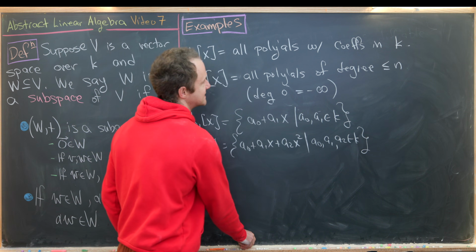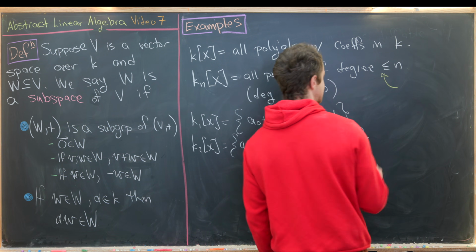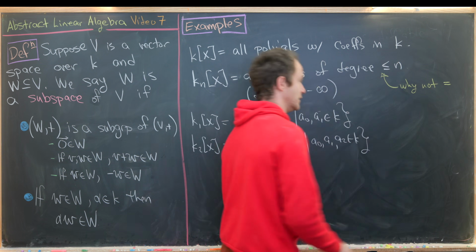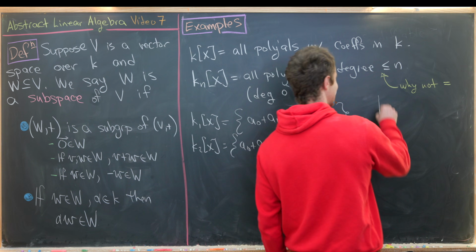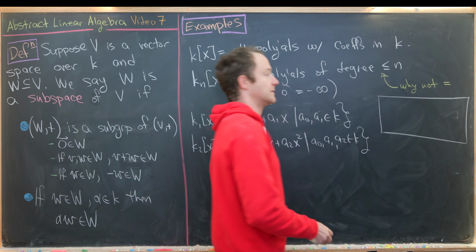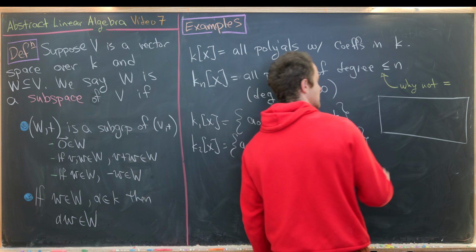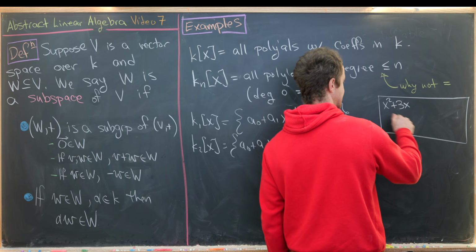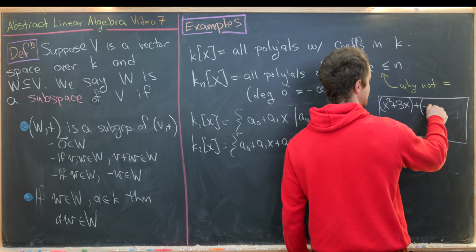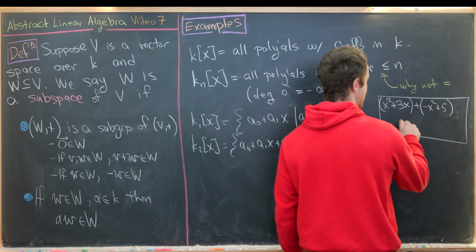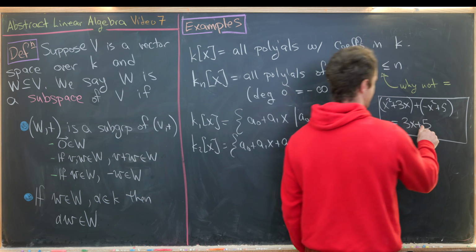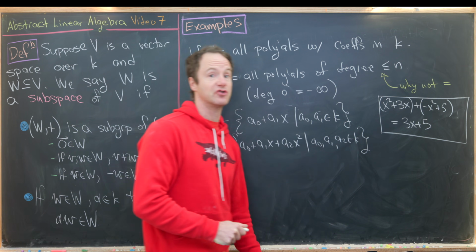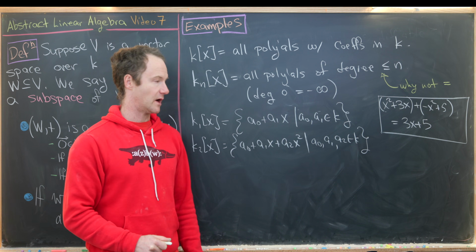So you might look at this and say, well, why do we need degree less than or equal to, and why not degree equal to n? And that's because that is not closed under addition. And we can check that pretty easily. Notice that x squared plus 3x is of degree 2. But if we add that to negative x squared plus 5, we end up with 3x plus 5, which is degree 1. So we ended up with the sum of two degree 2 polynomials being a degree 1 polynomial.